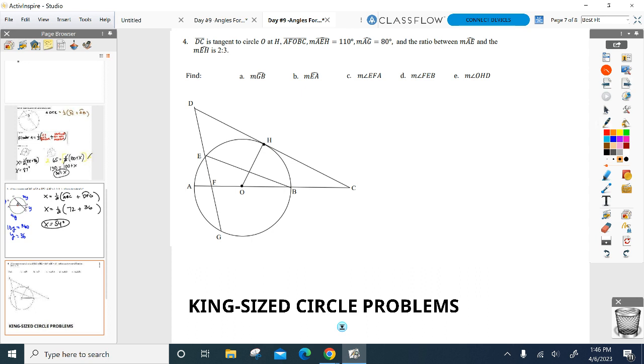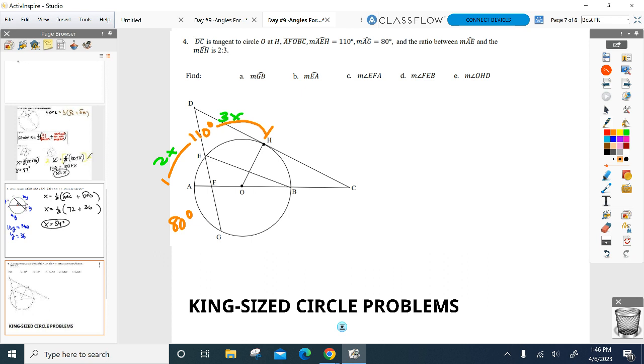110 is AEH. So follow the letters: A to E to H measures 110 degrees. Arc AG is 80 degrees. And I also tell you the ratio between AE and EH, 2 to 3. So on AE, I can throw a 2X, and on EH, I can throw a 3X.